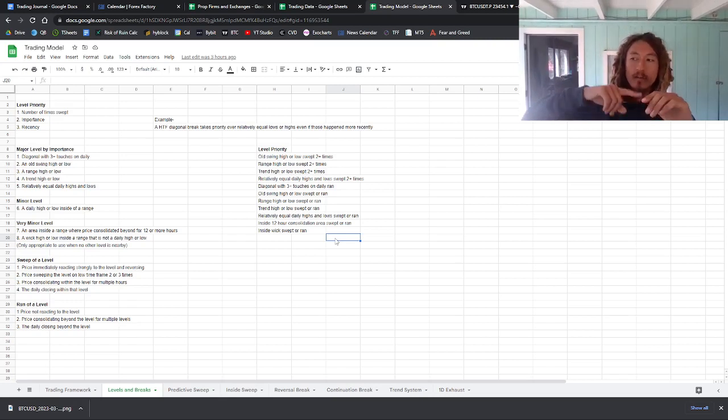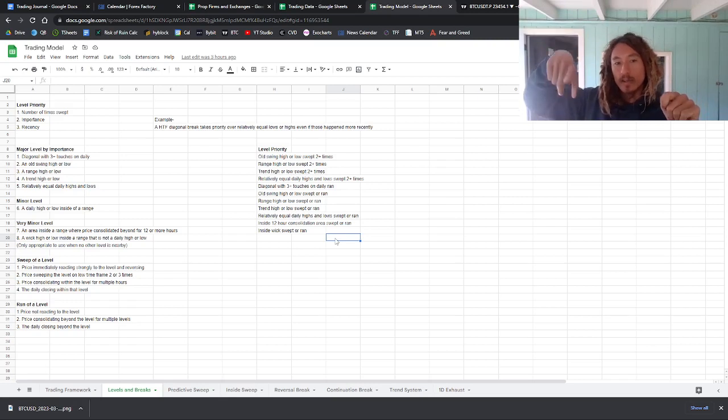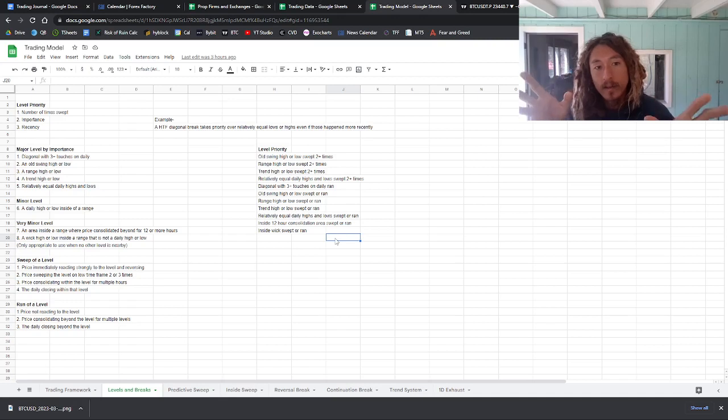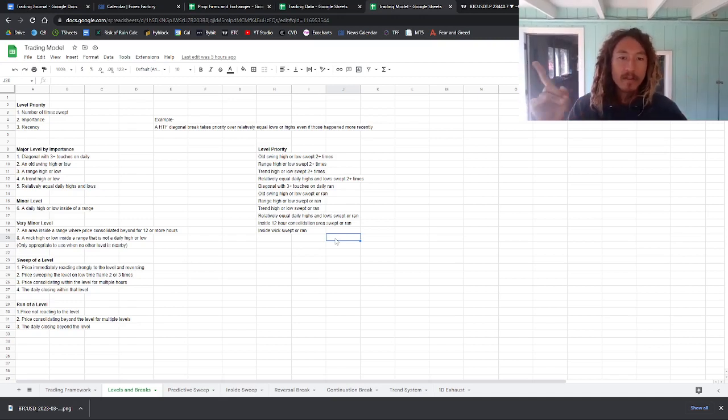A trend high or low, if price is trending in a direction and then it starts sweeping the highs, or trending down, starts sweeping the lows, that's a strong signal of reversal. If there's an area within a range that has relatively equal highs or lows that's inside, and it's starting to sweep those a couple times, that's a sign of reversal. Those are more important than these high time frame diagonals or a single old swing high or low, or a single range high or low, or a single trend high or low, or a relatively equal high or low, or an inside small 12-hour consolidation area, or just an inside small wick.